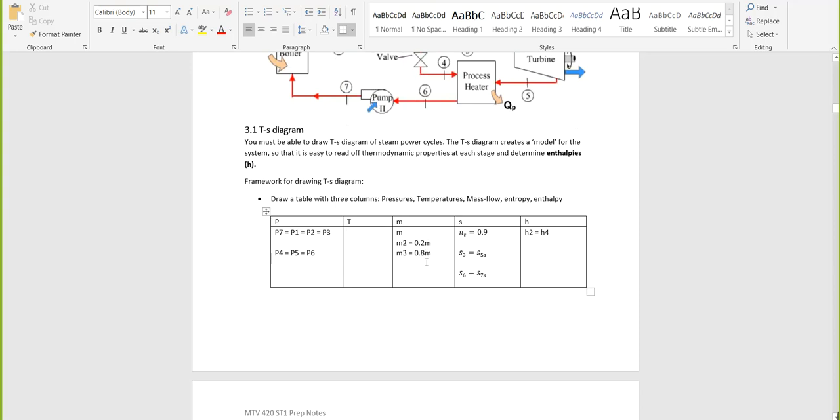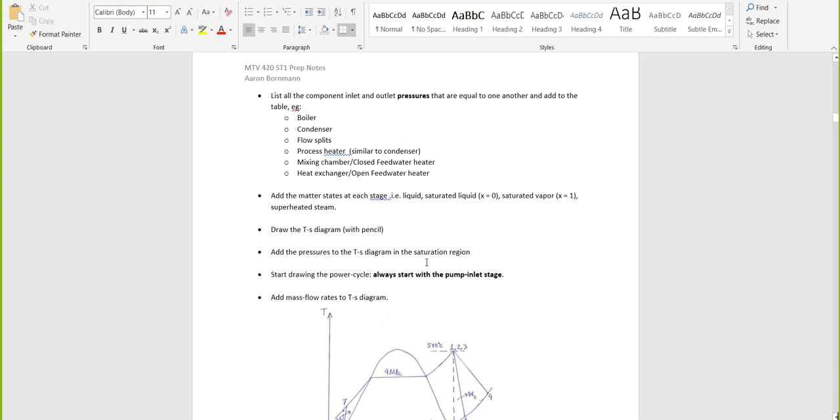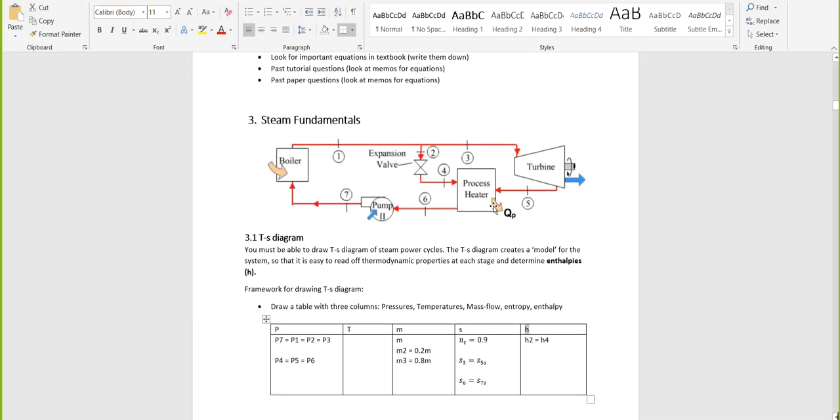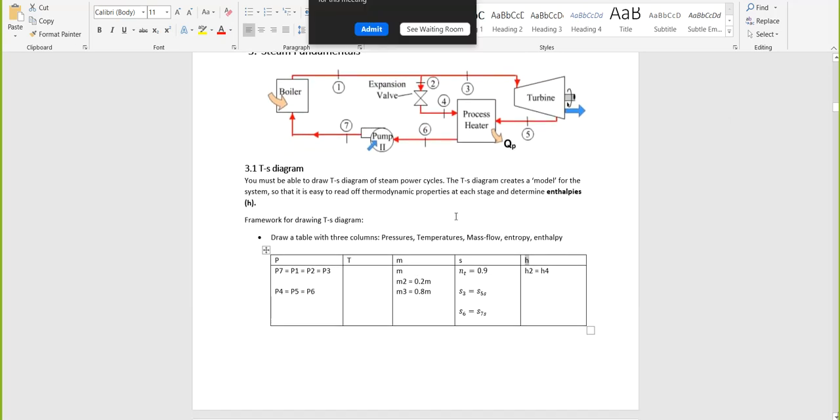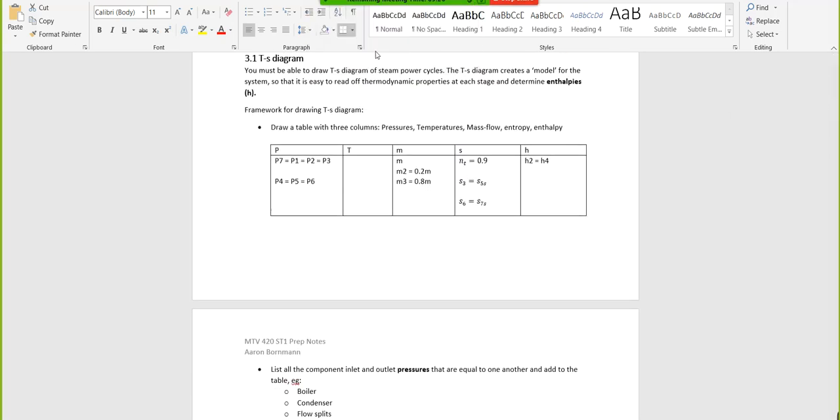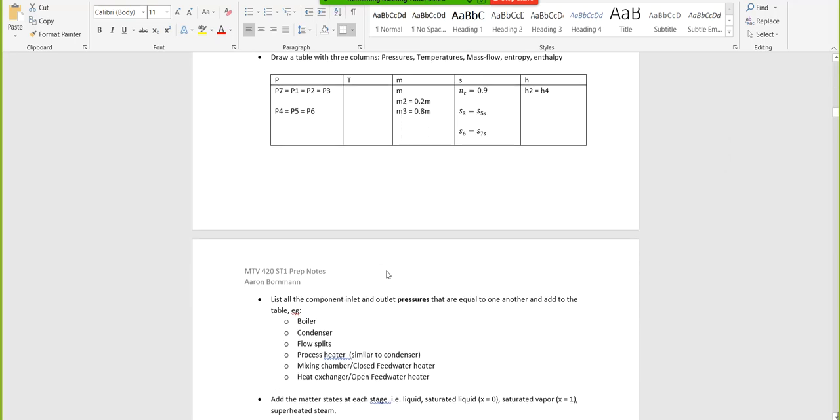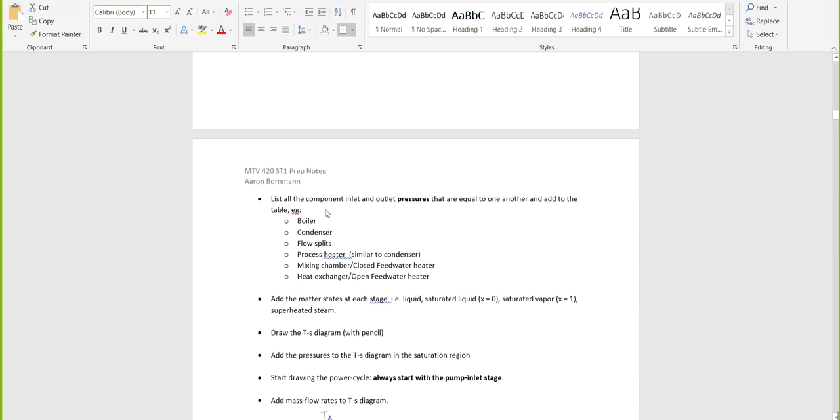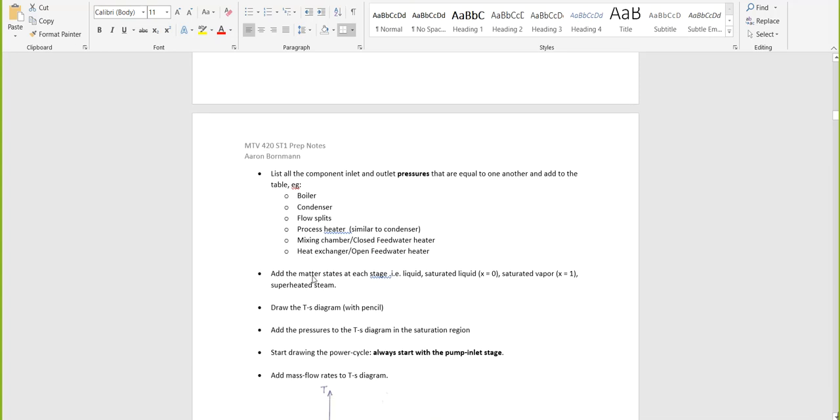Okay, so let's quickly do that. You do your table for your pressures, your temperatures, your mass flow rates, your entropies, everything you know about the entropies, and then your enthalpies that you know from the diagram, just by observation. Then we list all component inlet and outlet pressures that are equal to one another and add them to the table. So you want to add all the pressures as we just did, the temperatures, everything that you know.